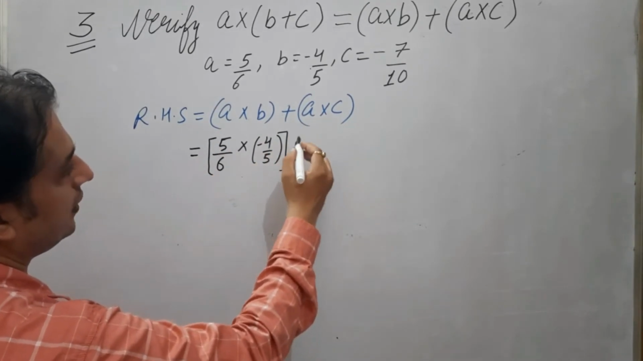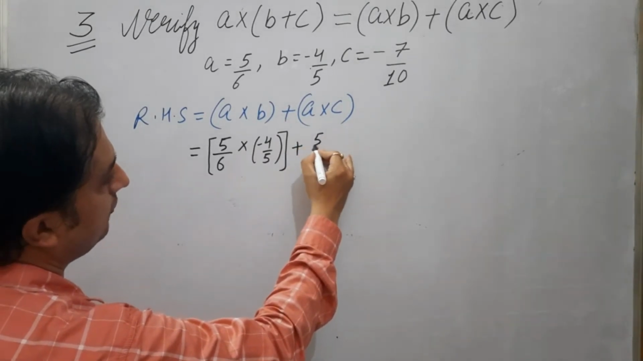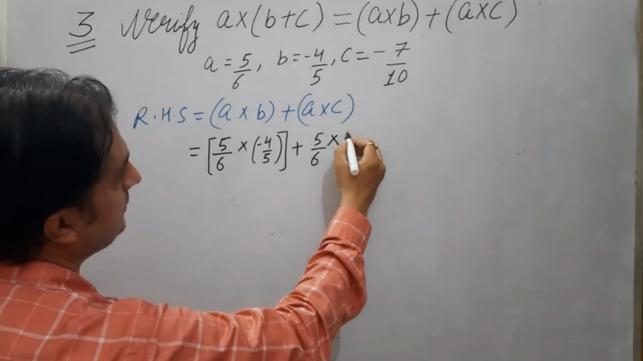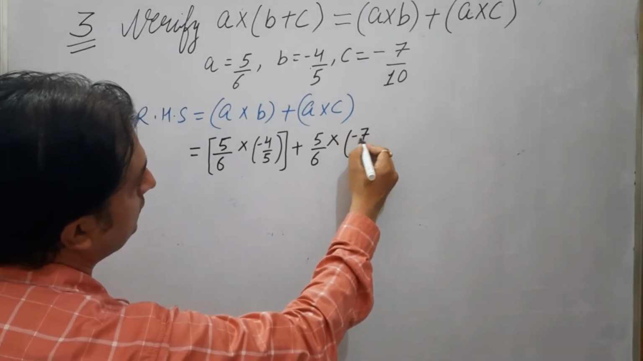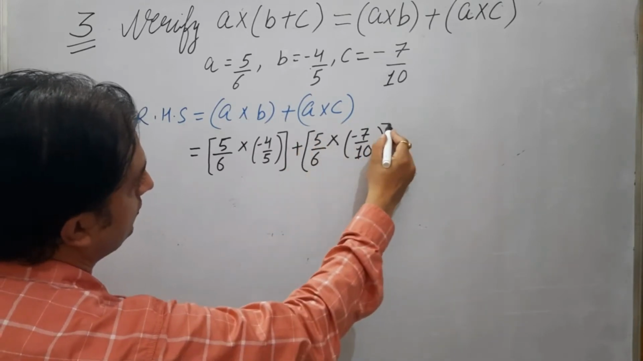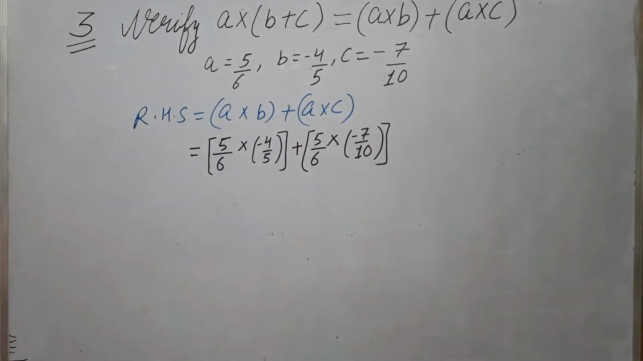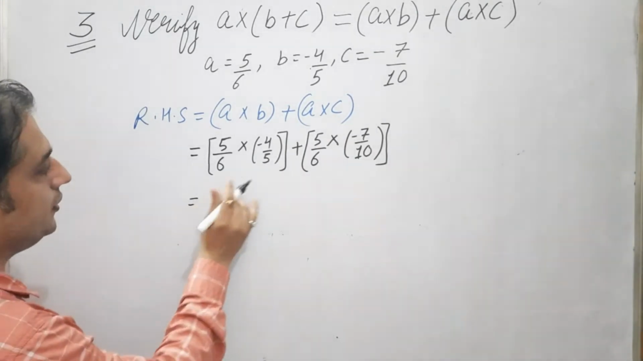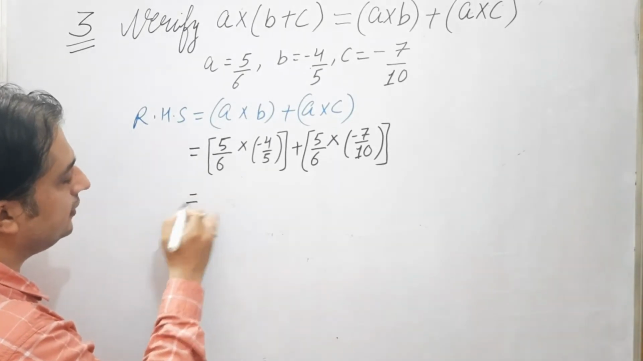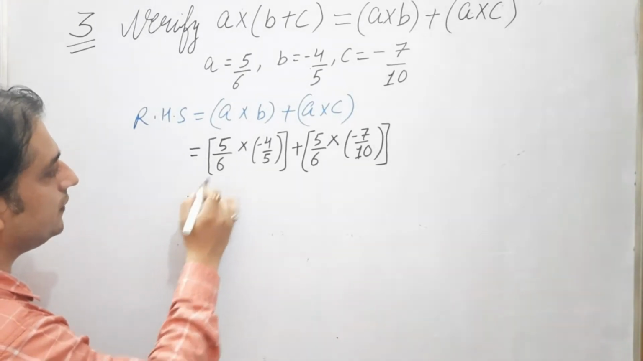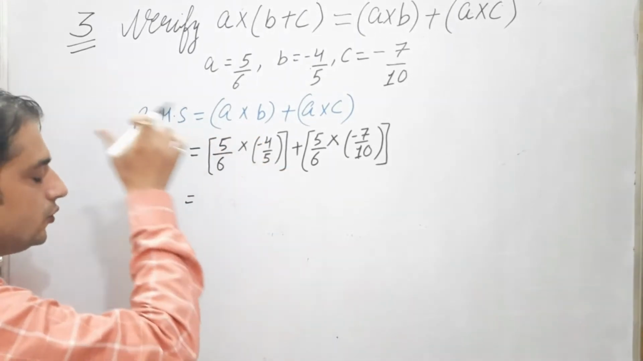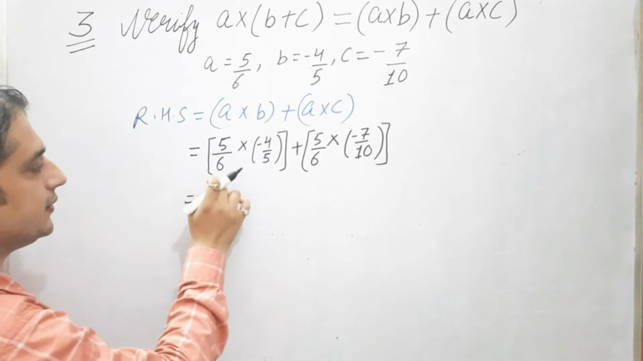First, A is again 5 upon 6, which is to be multiplied with C. C is minus 7 upon 10, enclosed in the square bracket. Right? Now, these two rational numbers are multiplied together. So how to multiply? Multiply the numerators and multiply the denominators. The product of the numerators to the product of the denominators.